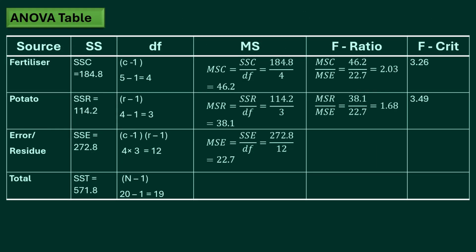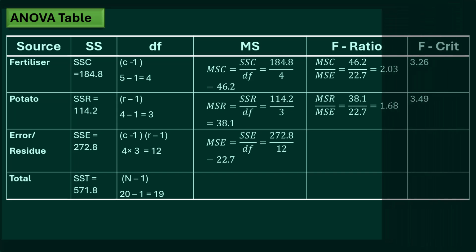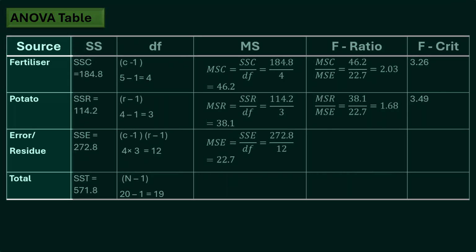Now it is time to form ANOVA table. In the first column, we have presented the sources. They are fertilizer, potato, error or residue. Error or residue can also be understood as unexplained variations. It means fertilizers and potatoes are explained variations. As the last item, we have shown the total. It is the combined effect of explained and unexplained variations.